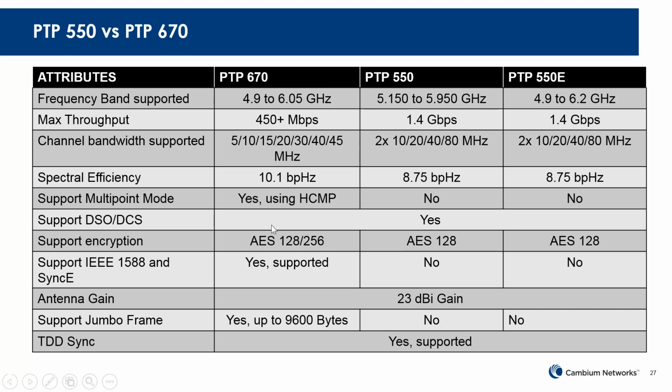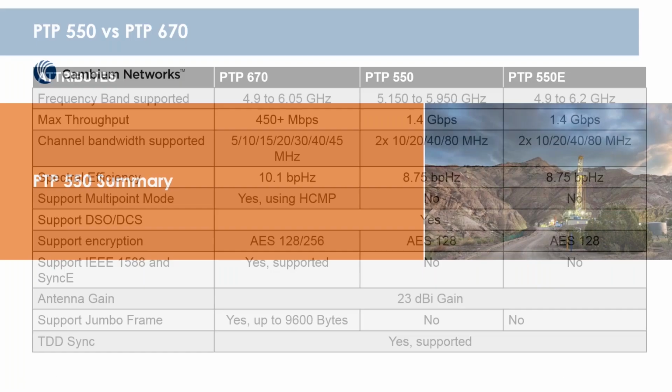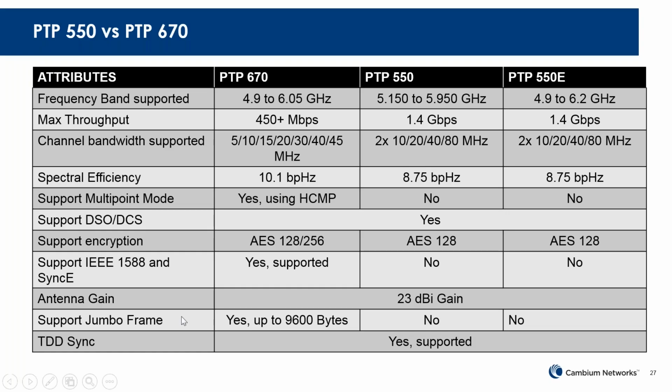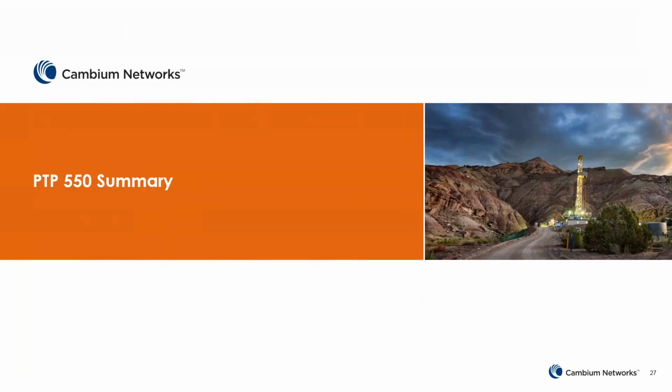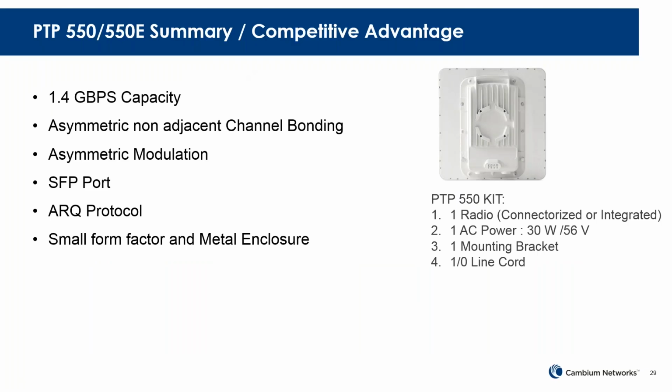All three radios support some form of DCS or DCO, which means in case of interference, the radio switches from one frequency band to another frequency band. The 670 also supports jumbo frame, whereas 550 and 550E do not. And all the radios support some form of TDD sync. Just to summarize on a high level, the 550 and 550E is a 1.4 gigabit capacity radio.